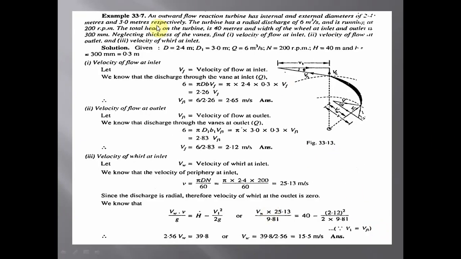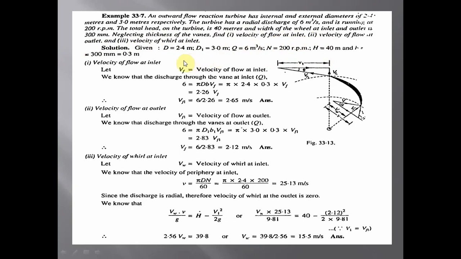Then the third figure. An outward flow reaction turbine has an internal and external diameter of 2.4 meters and 3 meters respectively. The turbine has a radial discharge of 6 meters per second and is running at 200 rpm. The total head on the turbine is 40 meters, and width of the wheel at inlet and outlet is 300 mm. Neglect thickness of the vane. Find the velocity of flow at inlet, velocity of flow at outlet, and velocity of the wheel at inlet.